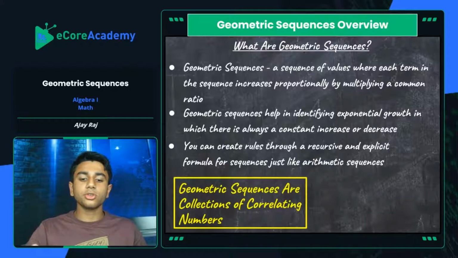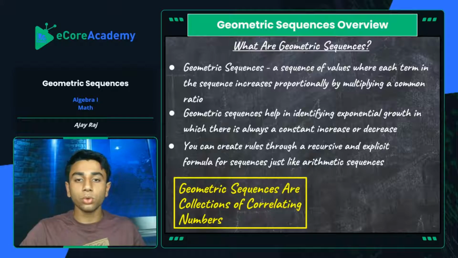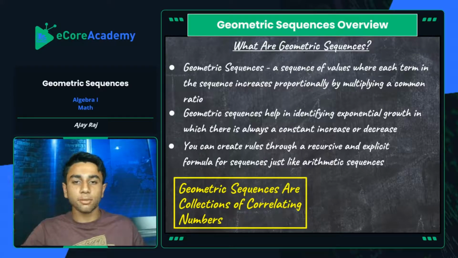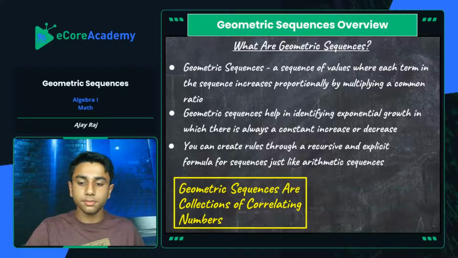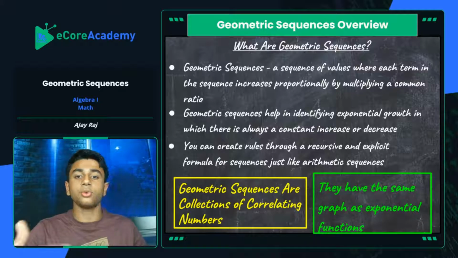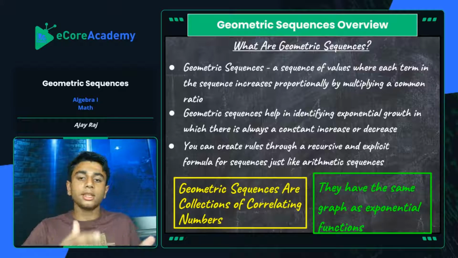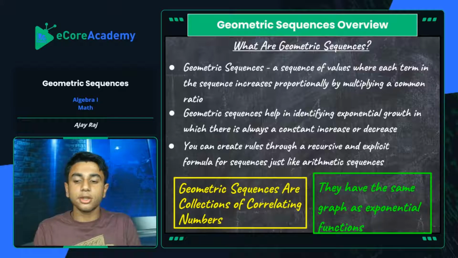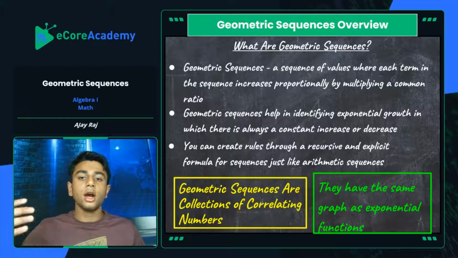So geometric sequences are collections of correlating numbers. They're not necessarily your equations or any of your rules. You're creating the rules for your sequences. They're just sets of numbers, and you identify their properties. And they also have the same graph as exponential functions. They have the same properties as exponential equations when you write them in your format of recursive or explicit, but they also have the same exact graph. So they really are just exponential sequences.